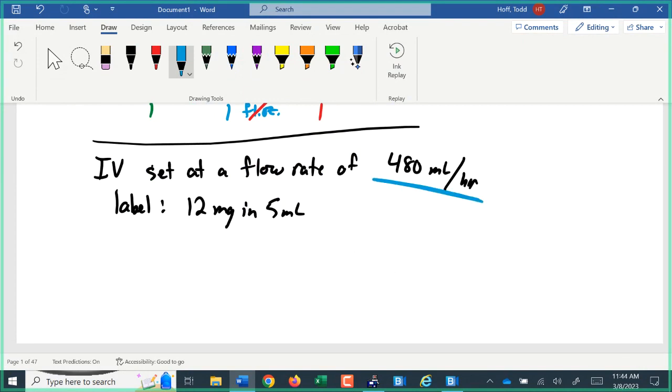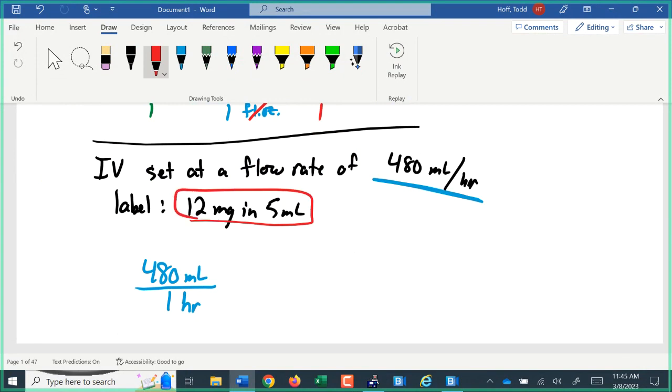We can take that 480 milliliters per hour, and remember, a rate like that, a unit rate, is really 480 milliliters over 1 hour. We need it in that form to calculate it with. And then we have this equivalency here. It looks like it is a rate, but every rate is also an equivalency. 12 milligrams in 5 milliliters is saying that 12 milligrams of medication is equivalent to 5 milliliters of the solution.